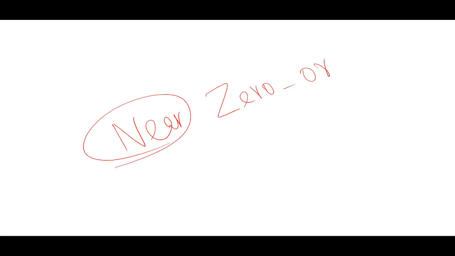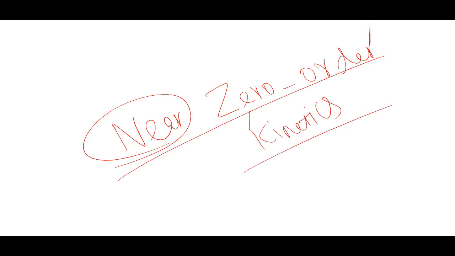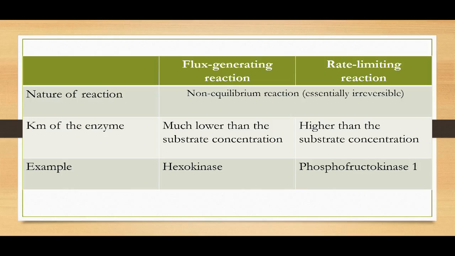So hexokinase reaction is a near zero order kinetics. It is not fully zero order, it is near zero order kinetics. Clear? Hexokinase reaction is near zero order kinetics. It is going to convert whatever glucose is coming to glucose 6-phosphate, so that now the glucose 6-phosphate will go into the next series of reactions.